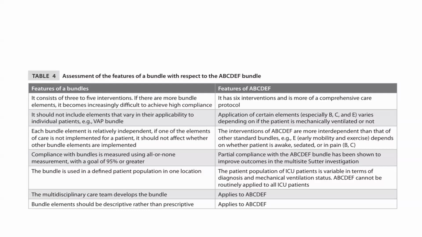Now, the features of the ABCDEF bundle: it has six interventions and is more of a comprehensive care protocol. Application of certain elements varies depending on whether a patient is mechanically ventilated or not, especially B, C, and E. The interventions of ABCDEF are more interdependent than those of other standard bundles. For example, E, early mobility and exercise, depends on whether the patient is awake, sedated, or in pain.